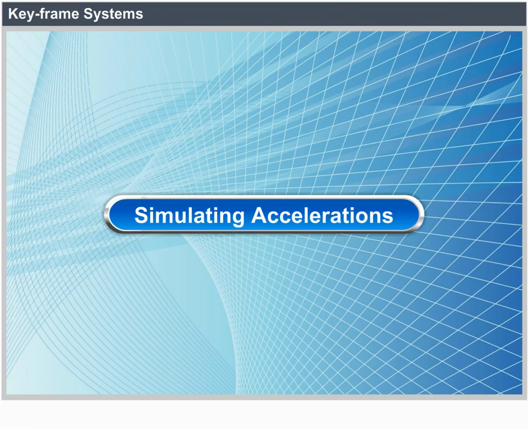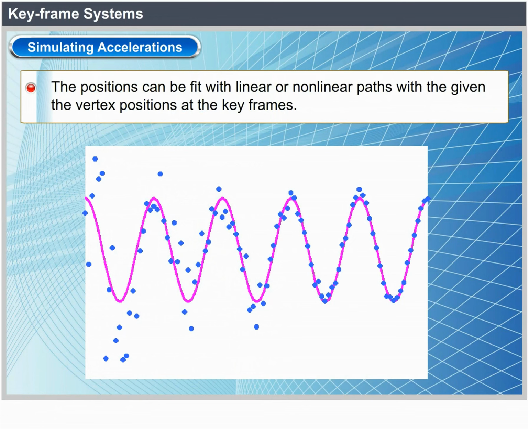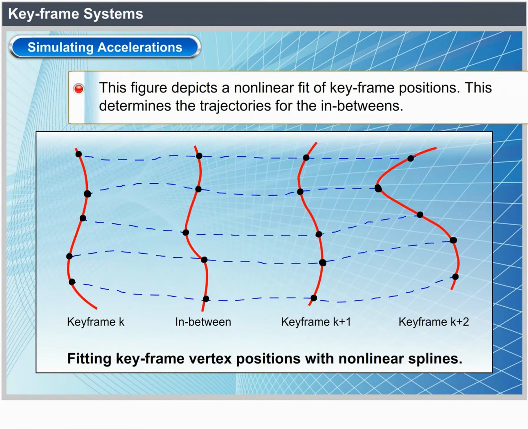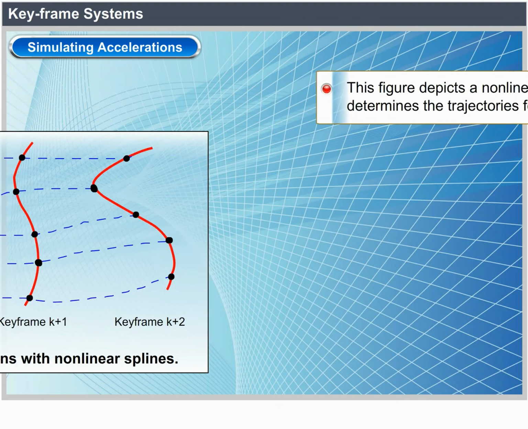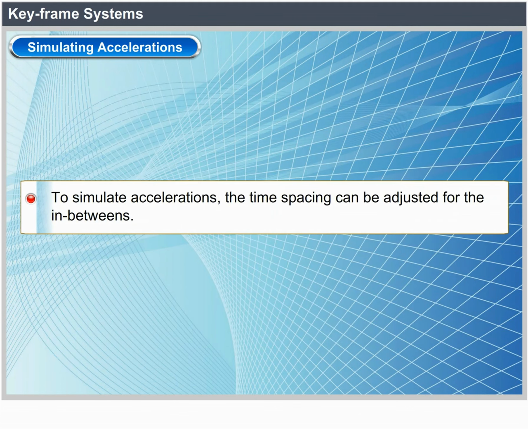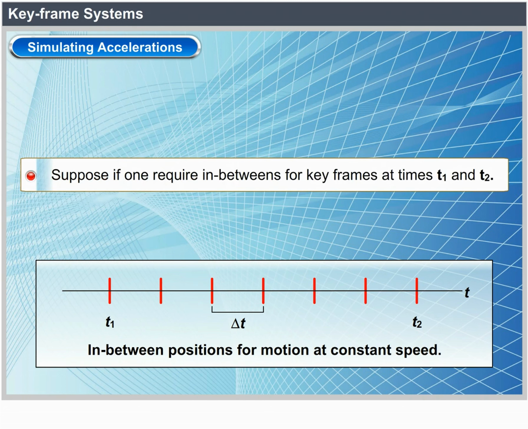Simulating accelerations. Curve fitting techniques are often used to specify the animation paths between keyframes. Given the vertex positions at the keyframes, we can fit the positions with linear or non-linear paths. This figure illustrates a non-linear fit of keyframe positions. This determines the trajectories for the in-betweens. To simulate accelerations, we can adjust the time spacing for the in-betweens. For constant speed, 0 acceleration, we use equal interval time spacing for the in-betweens. Suppose we want n in-betweens for keyframes at times t1 and t2, refer to the figure.